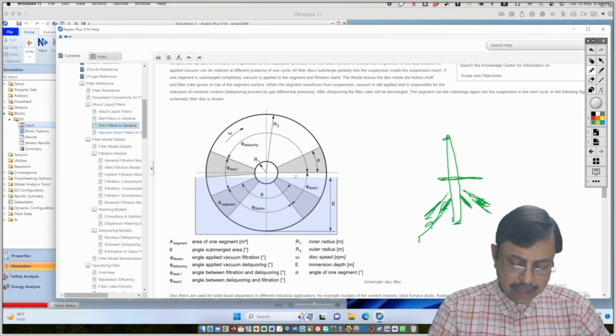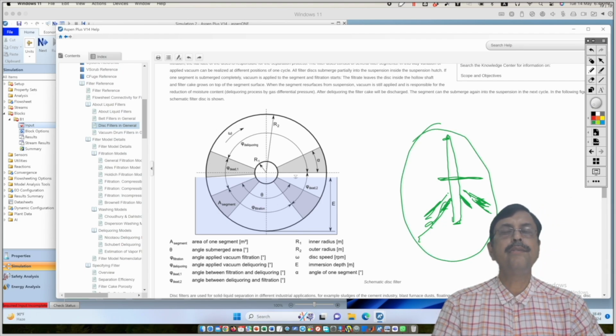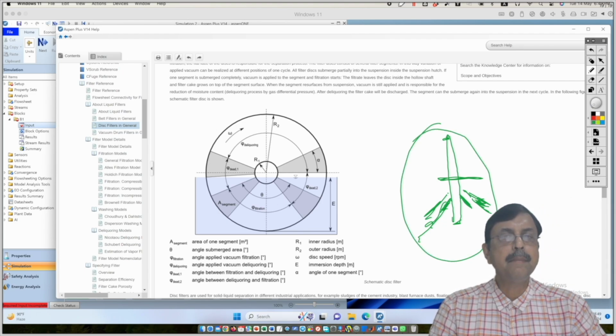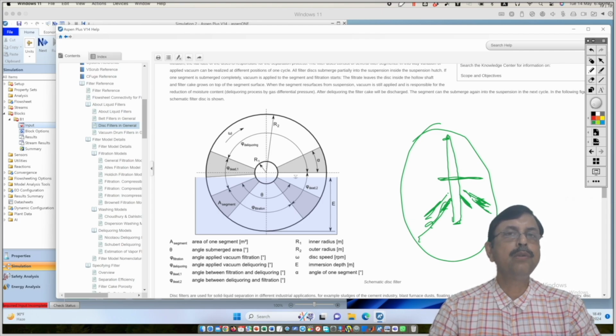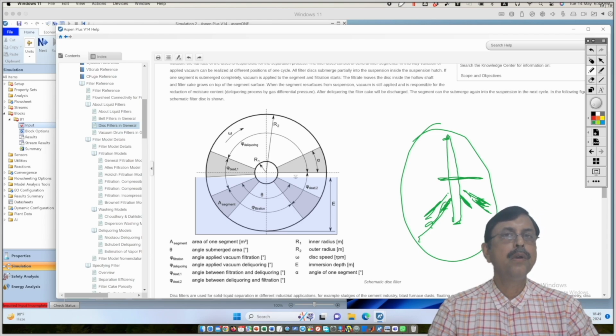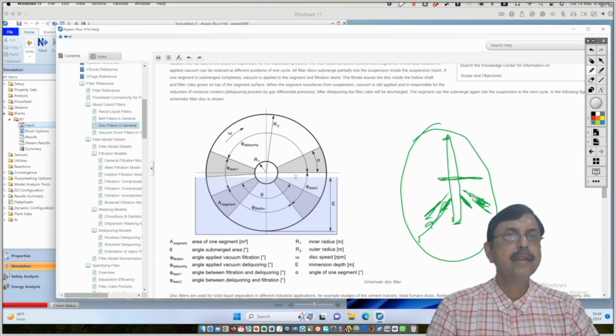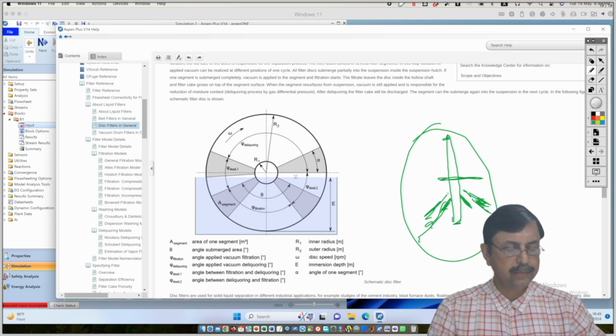So this might be a bit confusing because you have probably not come across this kind of disc type filter in your undergraduate laboratory. So I will show you a small animation video where you will see how it works. It will clarify your doubts. So let us go to the animation video and see how it works.